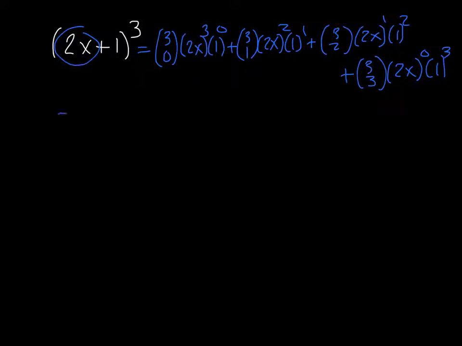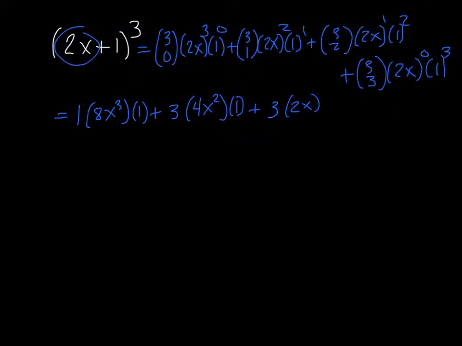So we continue on. 3 choose 0 is 1. 2 to the third is 8, and then I have x cubed. And 1 to the 0 is 1. 3 choose 1 is 3. 2 squared is 4, x squared, and then 1. 3 choose 2 is 3. 2 to the first is 2 and x, and then I have 1. 3 choose 3 is 1. 2x to the 0 is 1, and 1 to the third is 1.